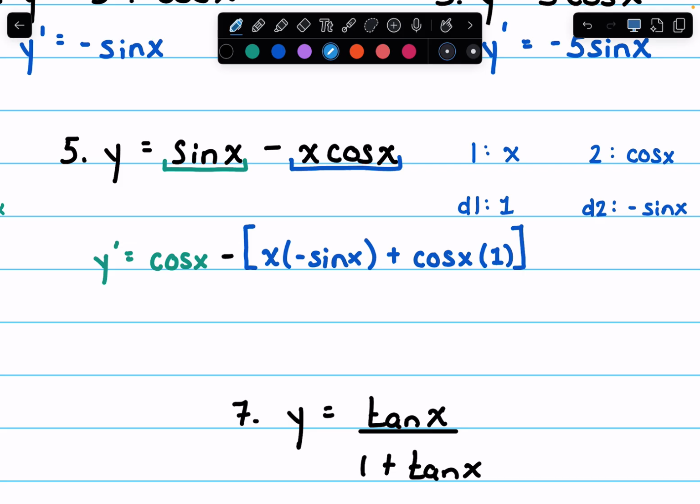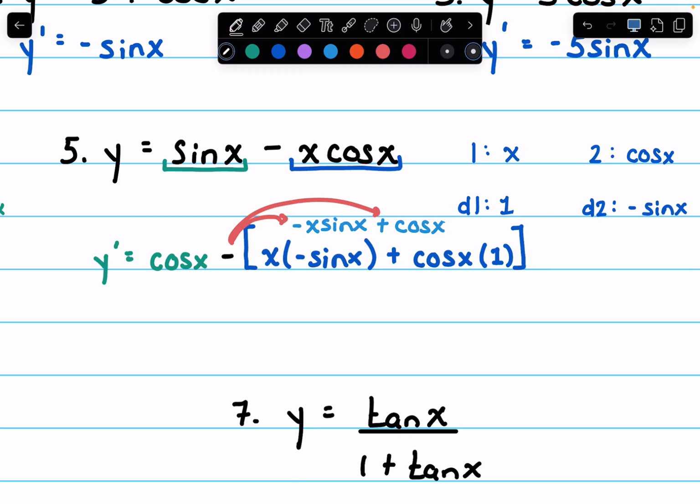Okay, I'm going to clean up the blue and just write that as negative x sine x plus cosine x. So I cleaned that up because it was easy and I didn't have to write it all over again, okay? So what am I going to have to do with that negative out in front, the black one? Distribute it, right? So I can distribute that and then write the next line.